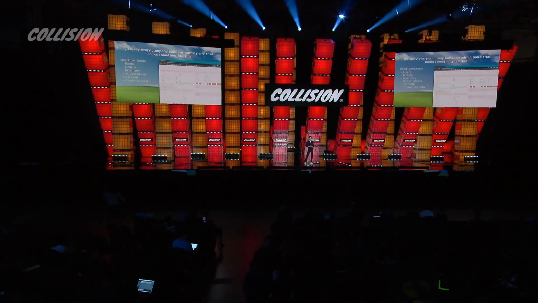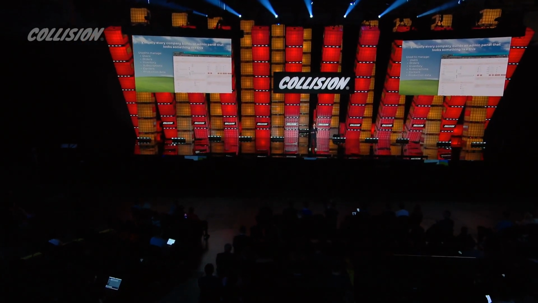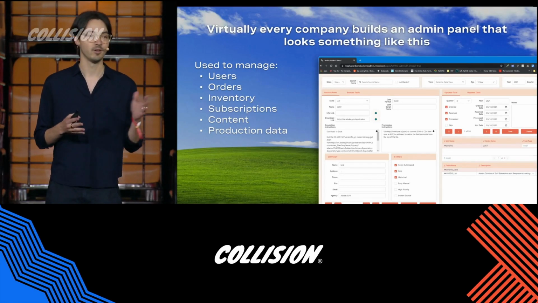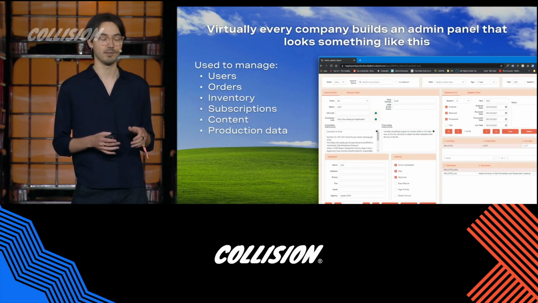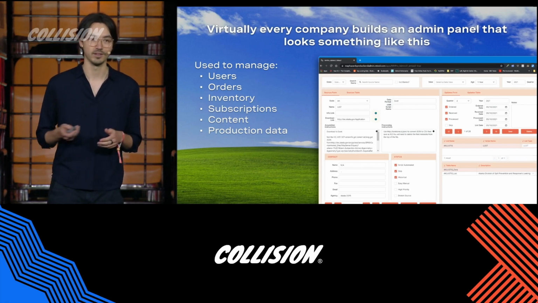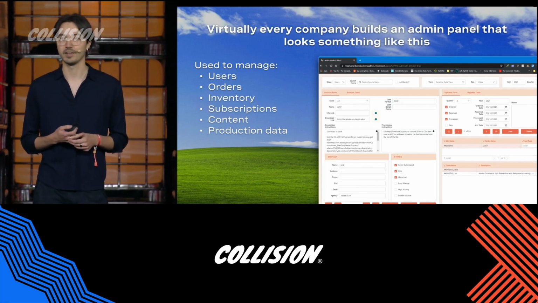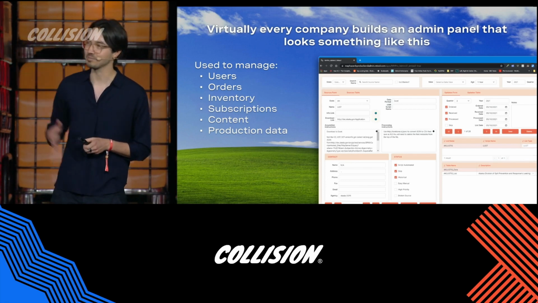For example, take Airbnb. Whenever they have a support request where they need to change a booking or cancel a booking, or when Stripe has a payment that they need to refund or cancel, that kind of work happens inside of an internal admin panel. Because every company is different, every admin panel is different, and they have to get built from scratch in-house, and they end up looking something like this.